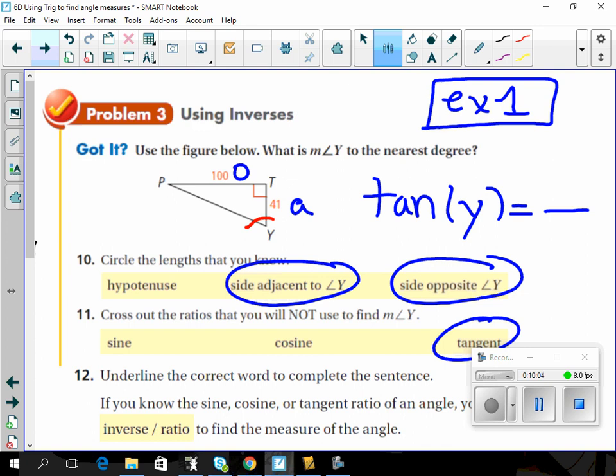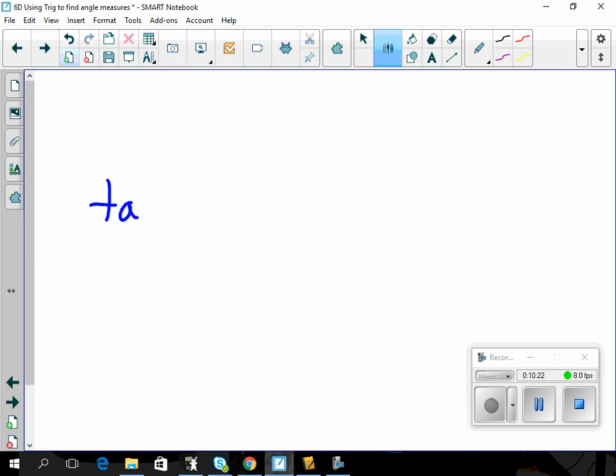Yeah, the O over H, so the 100 over the 41. The process of the equation is still the same. It's just where the variable is, right? So the variable's here. It's an angle measure. I'm just going to rewrite it. Tangent of y equals 100 over 41.